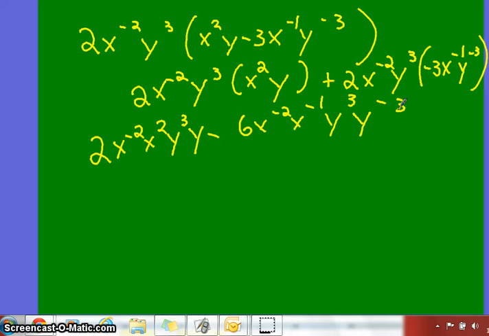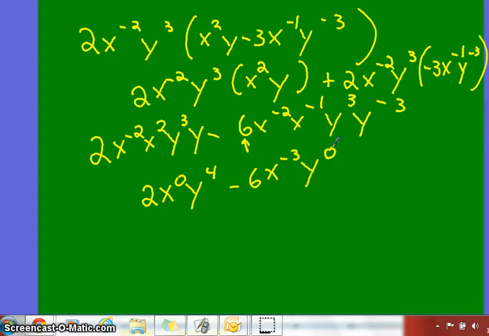And all I did was spread everything out. And in the case of the 6 here, negative 6, I did 2 times negative 3. And then I wrote out all of my variables so that I can combine like terms. And when I combine like terms, I get 2x to the 0 power y to the fourth power minus 6x to the negative third power y to the 0 power.